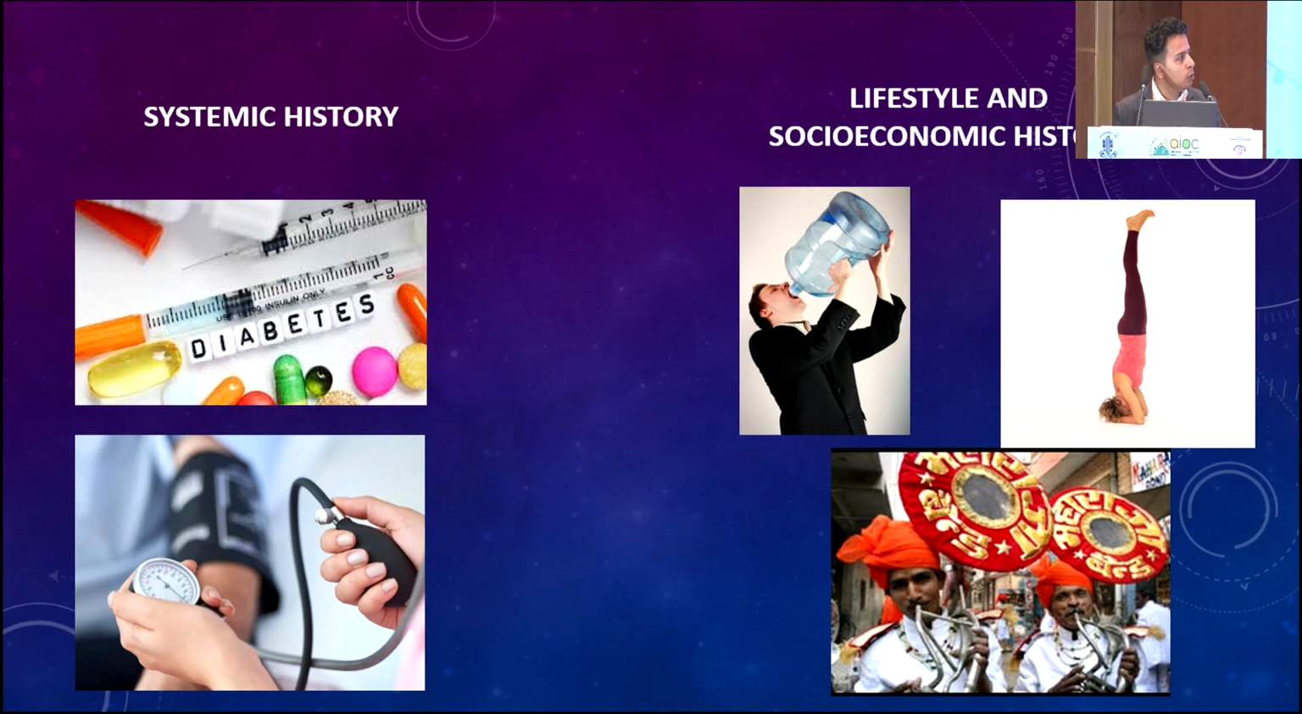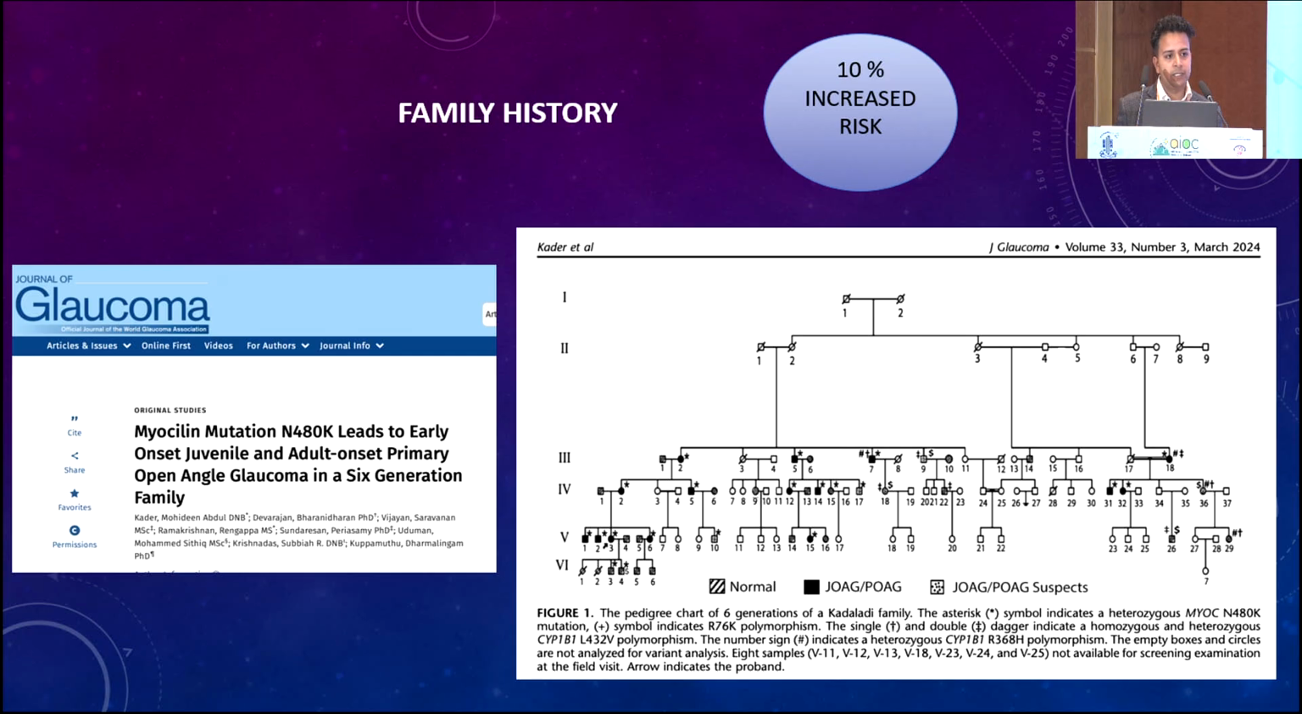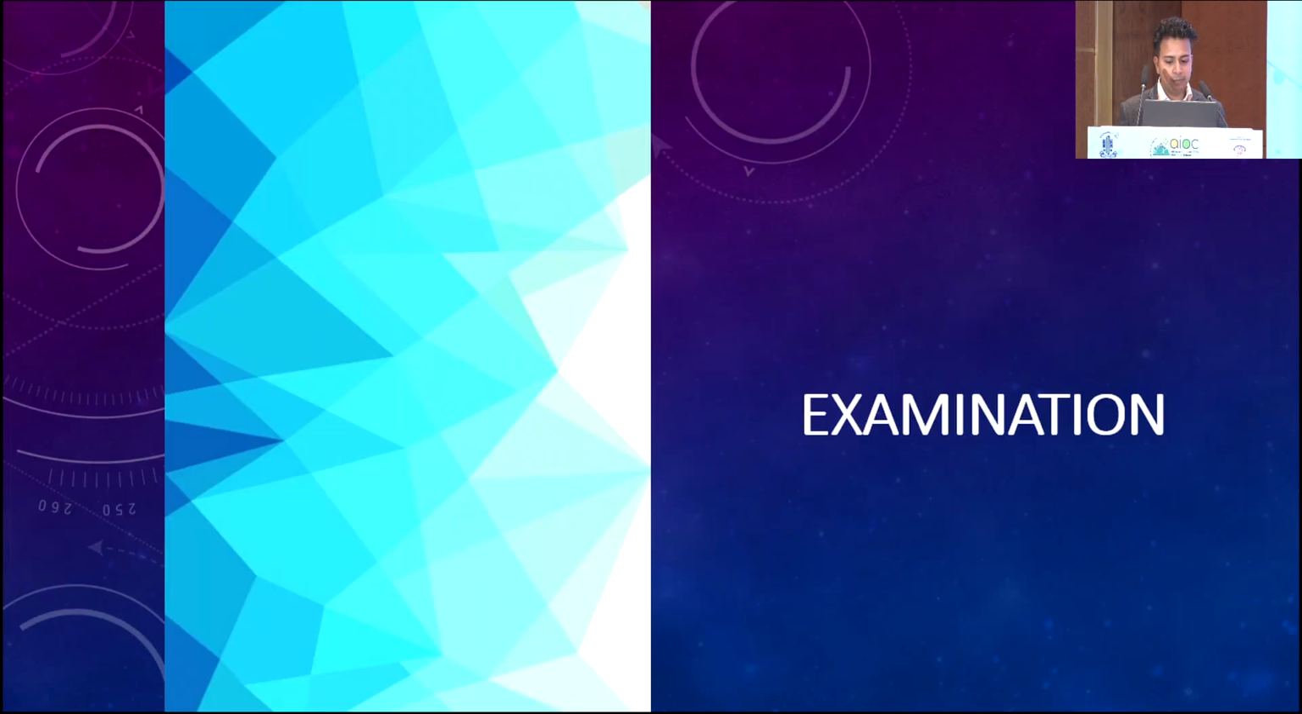Some occupations like trumpet blowers are known to have increased IOP. Along with that, family history of glaucoma carries a 10% increased risk of glaucoma. Here we have done a study in our institute which shows 6 generations of patients having juvenile open angle glaucoma, with a documented N480 mutation.